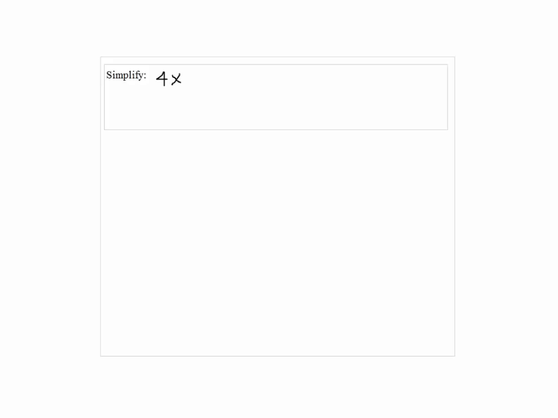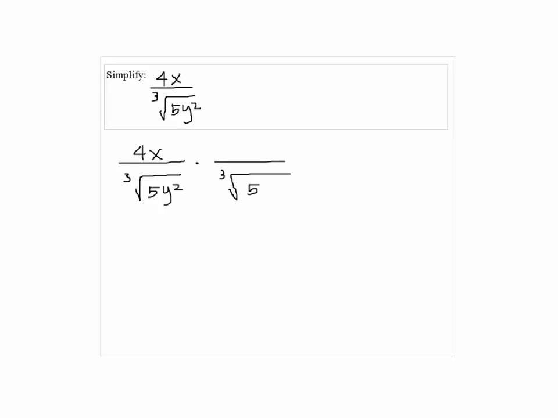Simplify 4x over the cube root of 5y squared. Here, to get rid of the cube root of 5y squared, we're going to multiply the cube root of 5y squared on top and bottom twice, so that we can have the cube of 5y, the cube root of 5y squared, so we can get rid of the cube root.